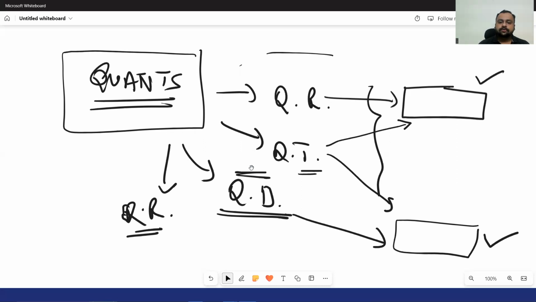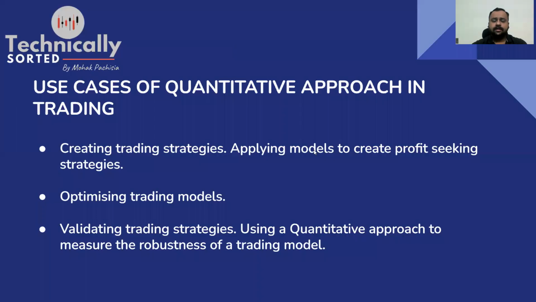Okay. So there could be a number of use cases for quantitative research. A few of them would be creating trading strategies, optimizing the trading models which are already there, and validating those strategies. And one more use case, not just in research but live in action, is using it for risk management.